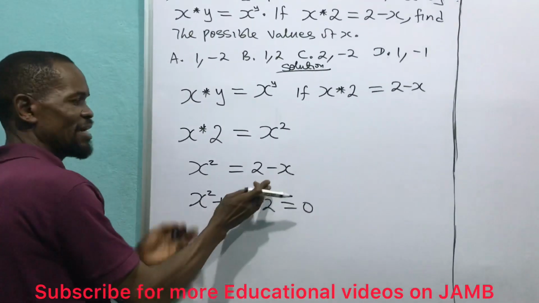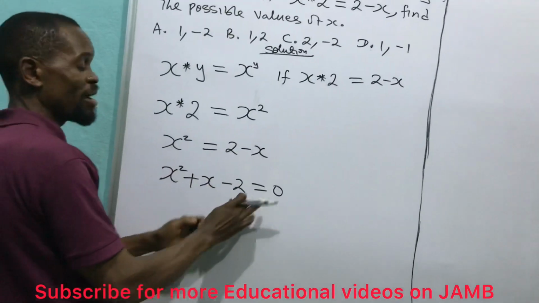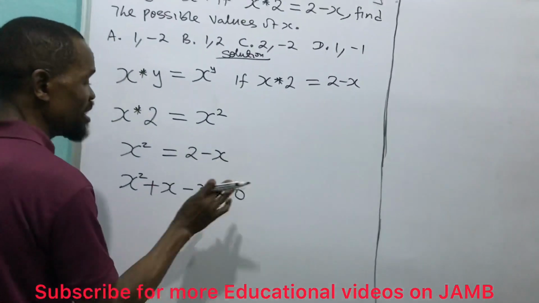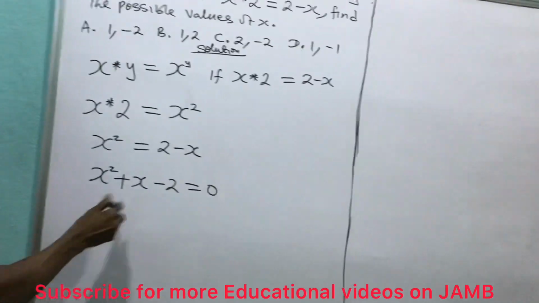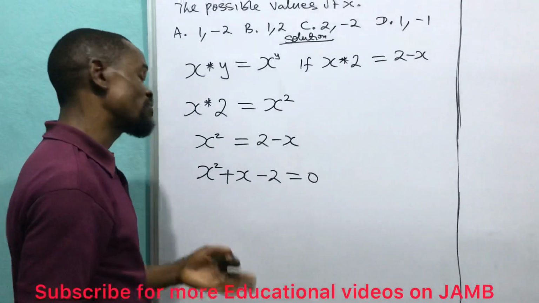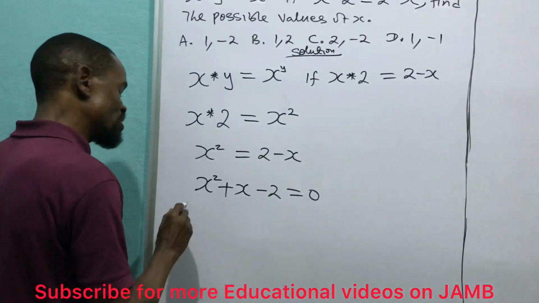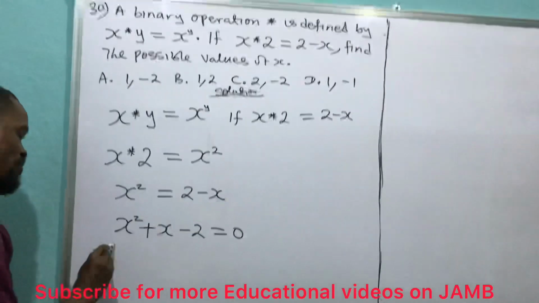You know what I did? This coming over here becomes plus, this coming over here becomes minus, and nothing remains here, giving me 0. I have formed a quadratic equation. Then I can now use factorization to solve this. Then what will I do first? To factorize, first, what will I do?